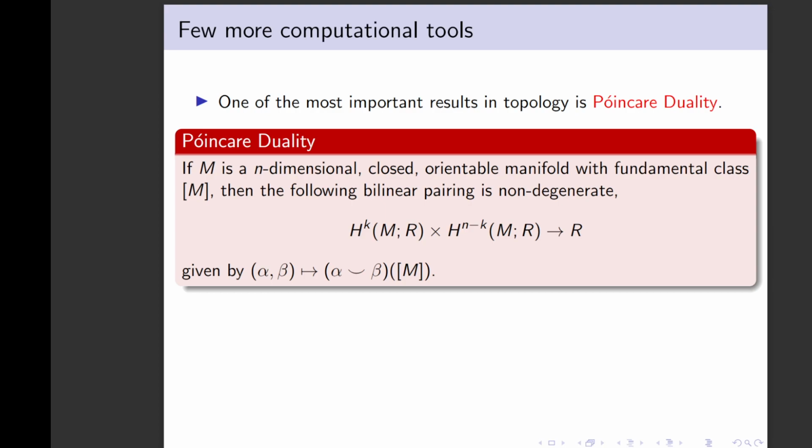We have a cup product structure, of course, from Hk times H n minus k to R. So how is this defined? Remember that the orientation depends on the ring, because if I change the ring, for example, if I have Z2, then every manifold is orientable with respect to Z2.